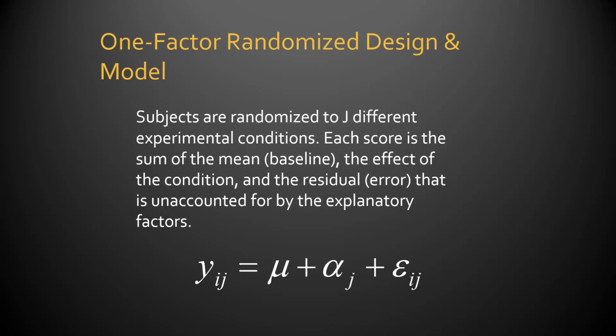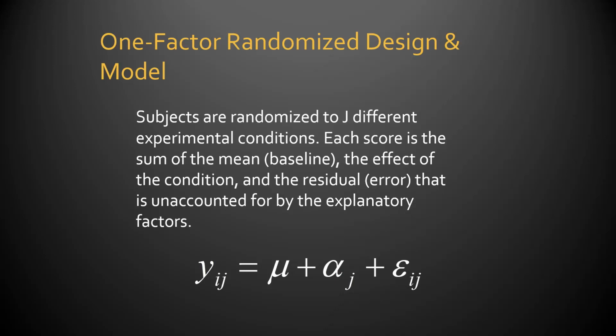Let's begin with the one-factor randomized design and model. Participants are randomized to J different experimental conditions. So if we have just a treatment and control, capital J is 2. If we have a treatment, a control, and a second treatment, capital J would be 3. So J is the number of different experimental conditions.